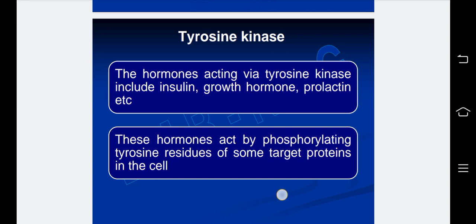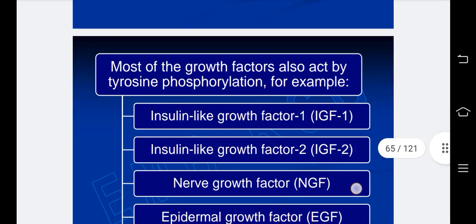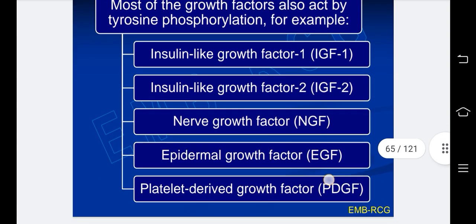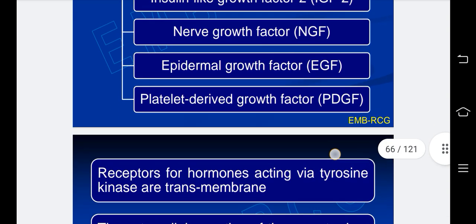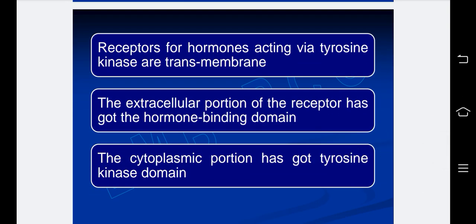Tyrosine kinase. The hormones acting via tyrosine kinase include insulin, growth hormone, and prolactin. These hormones act by phosphorylating tyrosine residues of some target proteins in the cell. Most of the growth factors also act by tyrosine phosphorylation. For example, insulin-like growth factor IGF-1, insulin-like growth factor 2 IGF-2, nerve growth factor NGF, epidermal growth factor EGF, platelet-derived growth factor PDGF.